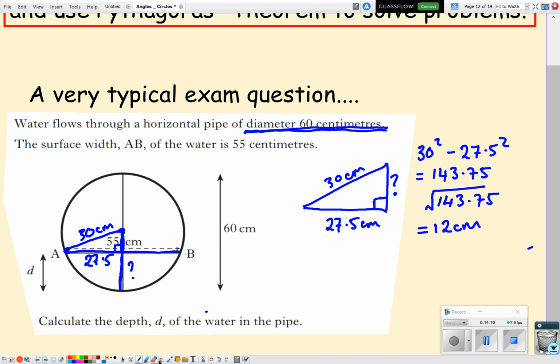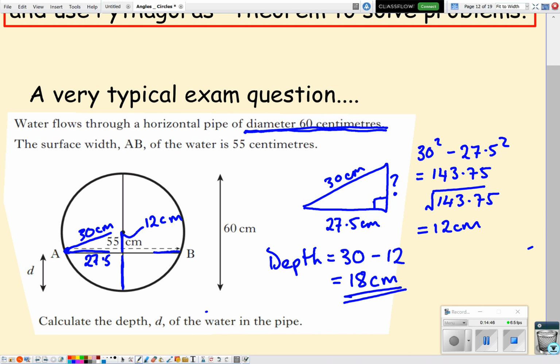Now I'm just going to rub some of the annotations off. And what we've got is that this part here is 12 centimeters. So that means the depth plus 12 must come to a radius, must come to 30. So the depth is going to be the radius length, 30, take away the height of that triangle. So that comes to 18 centimeters. The depth of water in the pipe.